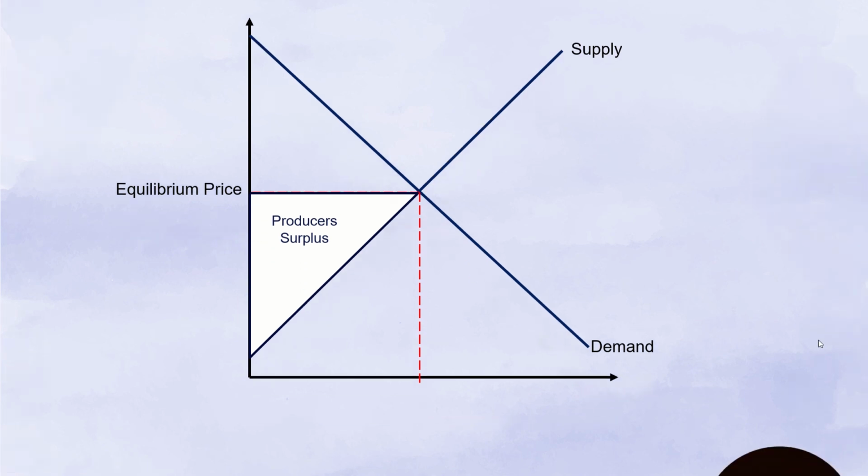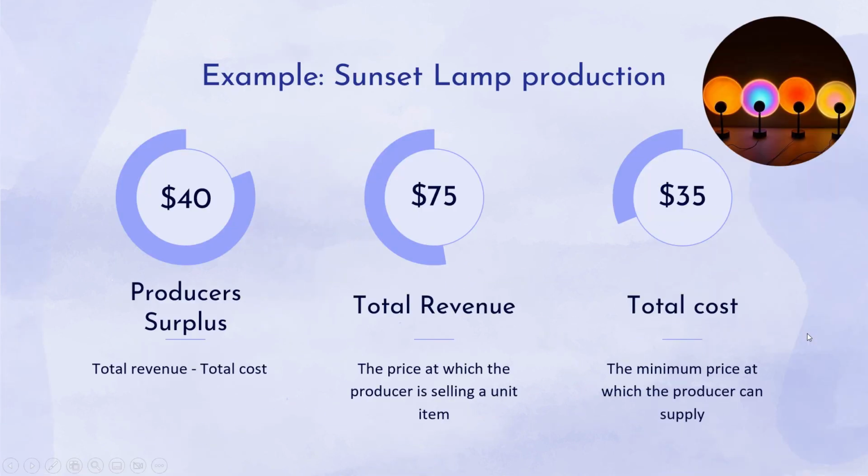Next is just an example. For example, there is a producer producing sunset lamps. Used to be a huge thing, I know. So for sunset lamp production, how do we calculate the producer surplus? For example, the total revenue of the production is 75, and the total cost is only 35.